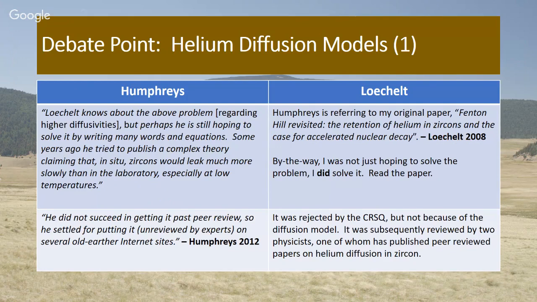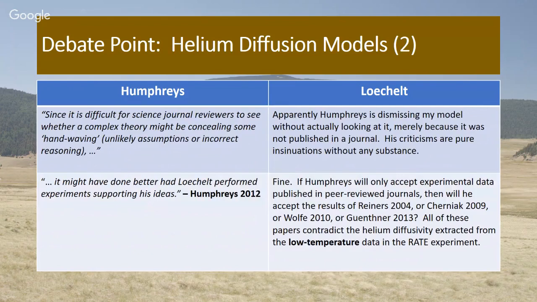And going on, he said it's difficult for science journalists to see whether a complex theory might be concealing some hand waving. So he's objecting to the fact that my model is mathematically complicated. And my response to him simply is, don't dismiss my model without looking at it. Don't just say, because it's complex, it may have errors. If there's errors in it, then please point them out. I mean, he should be competent enough in mathematics to find that.